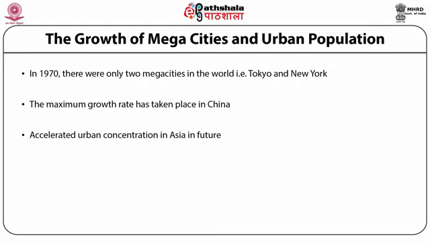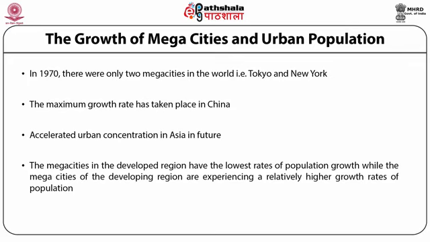Megacities are experiencing very different rates of population change. The megacities in the developed region, for example in France, Japan and United States, are exhibiting the lowest rates of population growth, while the megacities of the developing region, that is Nigeria, Bangladesh and Pakistan, are experiencing relatively higher growth rates of population. Another important feature that has been pointed out by the UN report is that the world urban population is highly concentrated in a few countries.